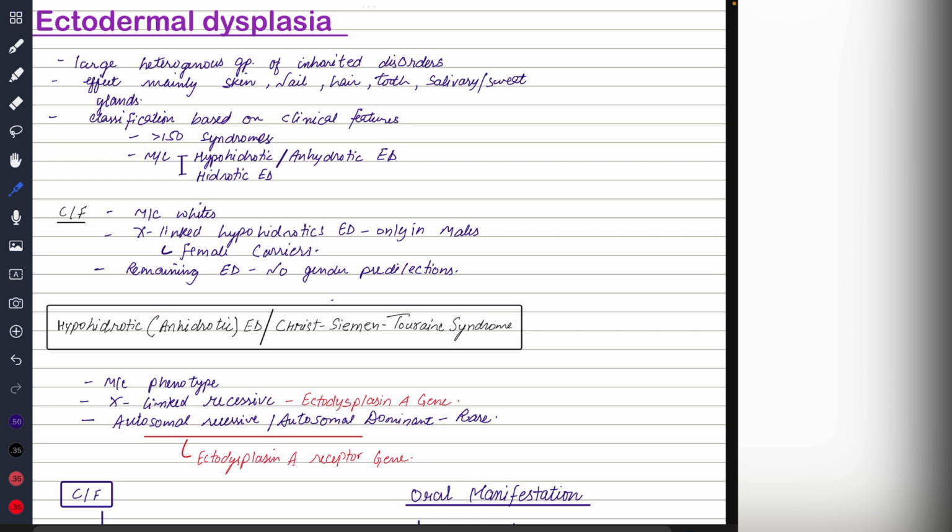But don't worry, we don't have to remember all of them. We just have to remember two main types. These are based on sweat glands. Basically, there are two kinds. One is hypohidrotic, or anhidrotic. Hidrotic means sweat. So in one variant, there is a lesser amount of sweat or basically no sweat. And the other variant is hidrotic, in which the sweat glands are not affected.